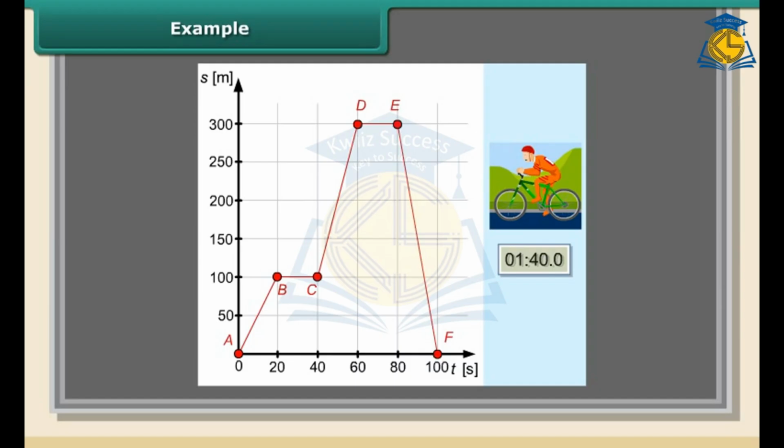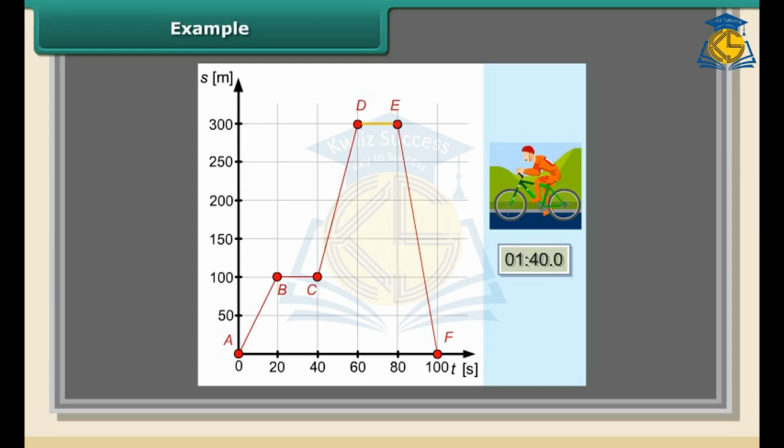So from segment AB, we can discover that the cyclist covered the distance of 100 meters in 20 seconds, moving at a constant speed of 5 meters per second. Segment BC indicates that the cyclist stopped after having traveled a distance of 100 meters. From segment CD, we can see that the cyclist went on to move with a greater speed. In 20 seconds, he covered a distance of 200 meters, which means that he was traveling with a speed of 10 meters per second.